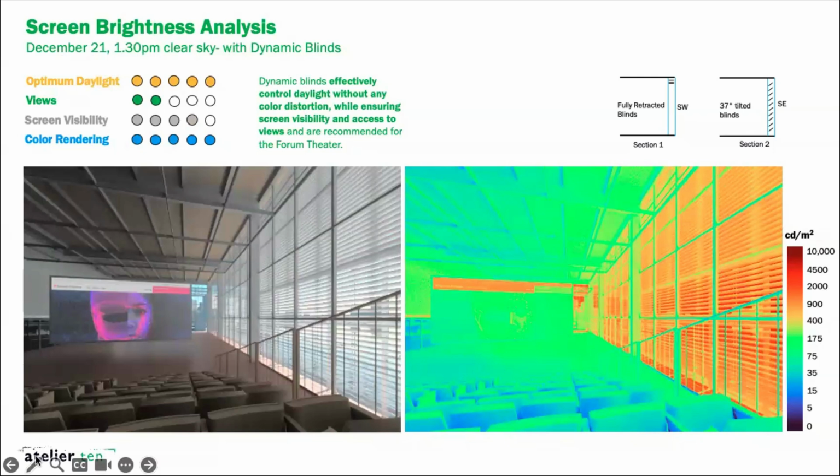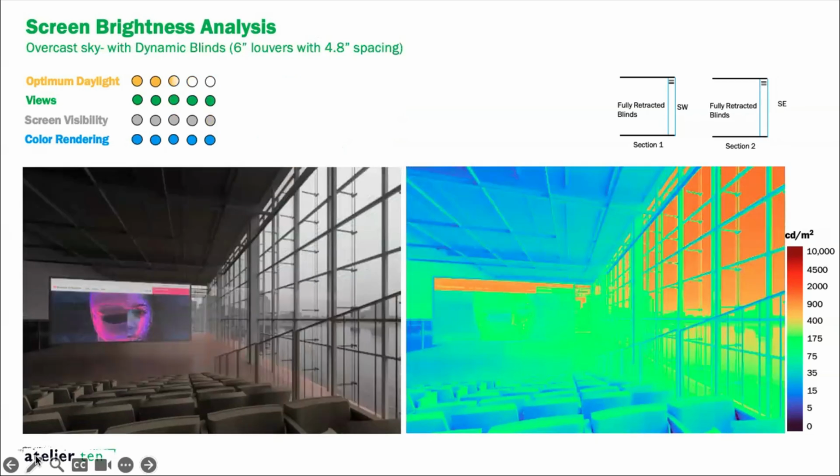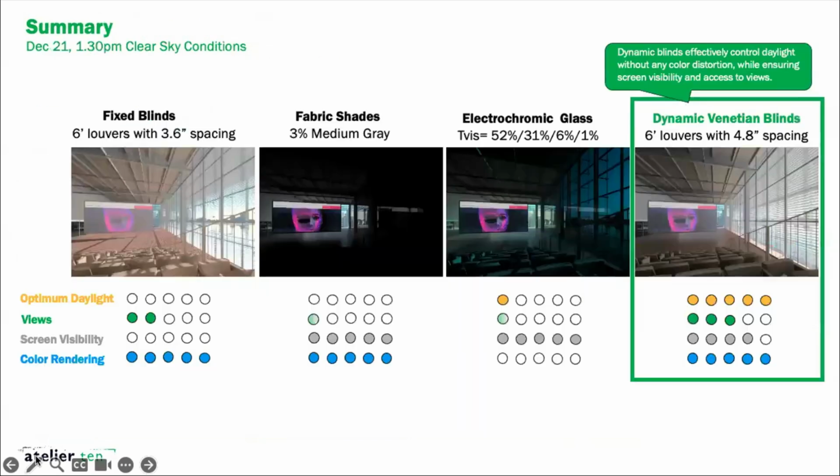This is at 1:30 p.m. during the winter. Again, very similar conditions. Get a sense of the view, get optimal daylight, as well as good screen visibility. And then this is with an overcast sky where you wouldn't require the dynamic blinds to be deployed, and therefore there's optimal conditions in all cases, but not optimal daylight since it's overcast sky.